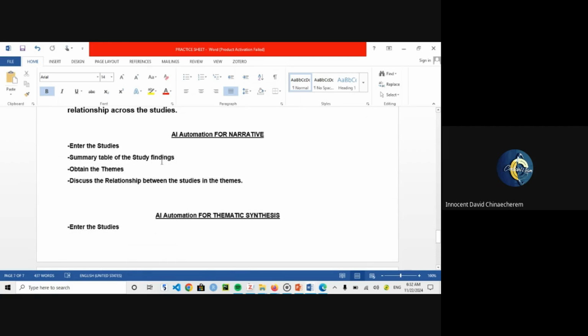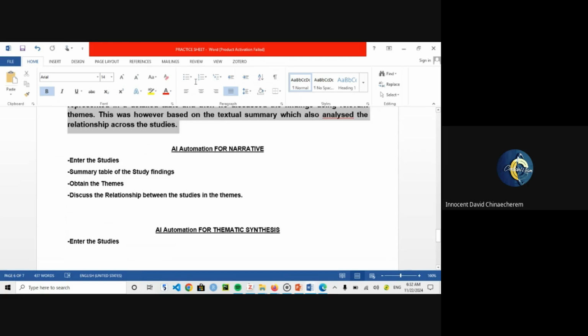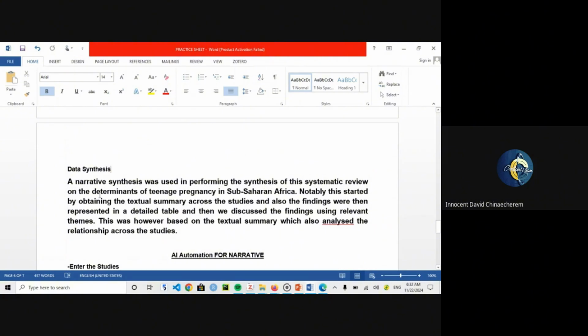Now we need to get started. Somebody might be asking, what is the rationale for us to choose a narrative synthesis in this particular study example that we have? Any type of research question can be addressed using any type of synthesis. In our example here, we have the determinants of teenage pregnancy in sub-Saharan Africa.